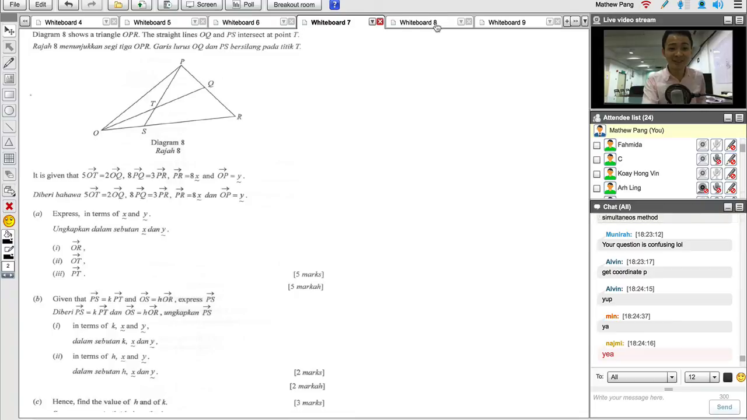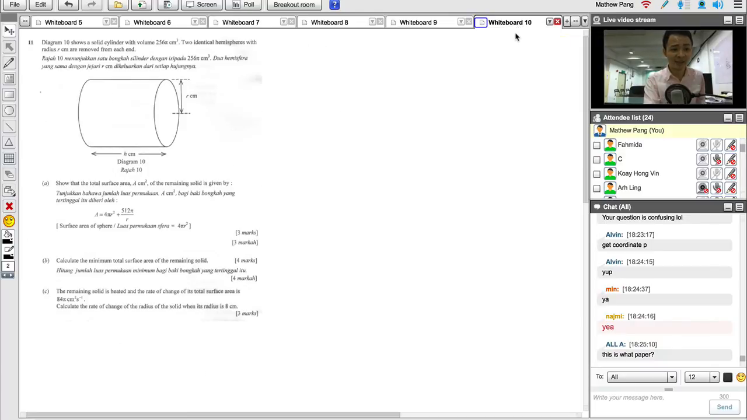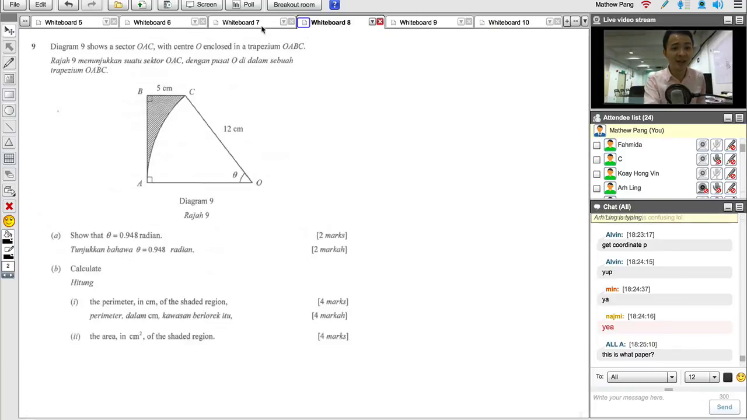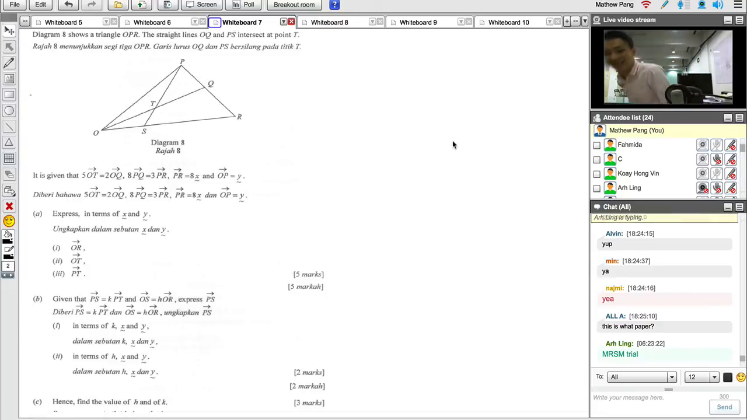We will go to vector, and then later circular measure, and then later the probability distribution, and then I think we will stop at differentiation. If we still have time, maybe we'll go to solution of triangle also. Yes, this is MRSM Trial for 2014. Okay, I'll give you some time to try this one, and give me just a few minutes break. I will be back.